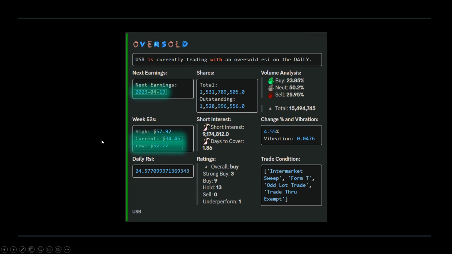Next, we have the oversold channel, which is going to be pretty self-explanatory. It's going to always have a daily RSI that is below 30. And again, things to look for on this particular feed are things like the volume analysis, the next earnings, the current price versus the 52-week high. So this one, again, is leaning more towards that low side. And then the daily RSI, obviously. And then the overall buy rating is something to take note of. But again, just a quick and easy snapshot of an opportunistic play based on these metrics, that it is oversold on the daily RSI with the current price trending real close to its low. And again, another bank stock.